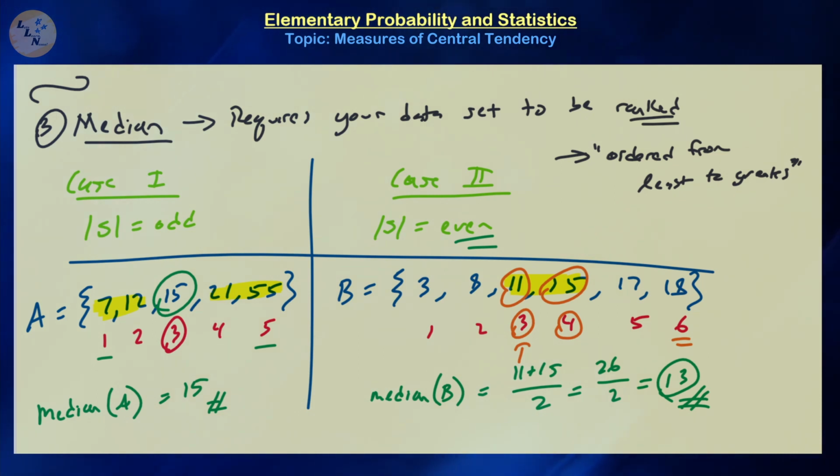So first, figure out whether it is ordered or not, and if it's not, order it from least to greatest. Then determine if it's odd or even, and then you can figure out how to go about finding your median. Now, does it consider all of the values? No, actually it doesn't consider any values at all. But it does require that all of the values be ordered.